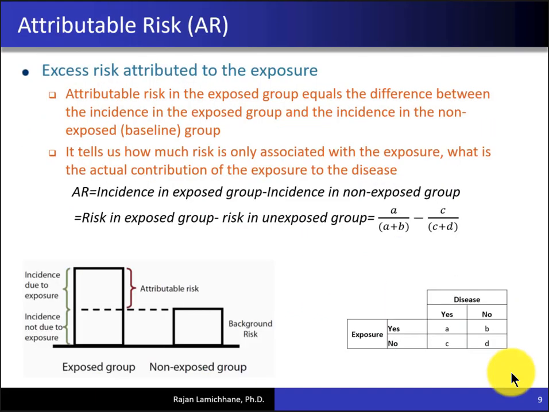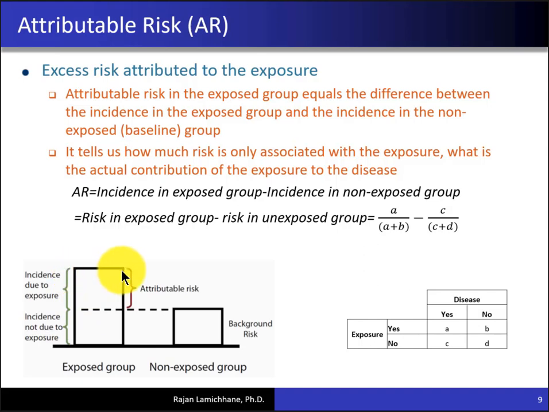Now let's discuss another risk factor that is used in both cohort studies and case control studies, or both prospective and retrospective studies. This is called the attributable risk. Attributable risk means it is the risk that is attributable to the exposed factor only. So, let's see this example here. Let's see this pictogram here.